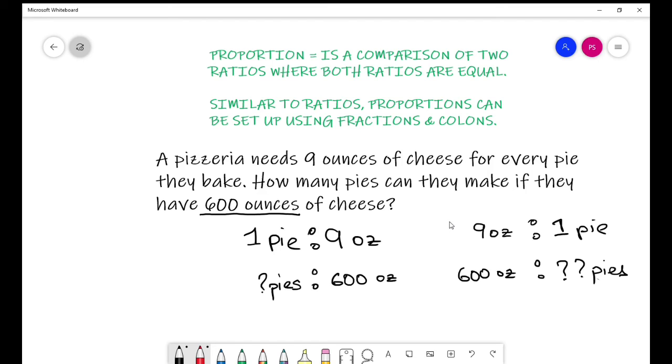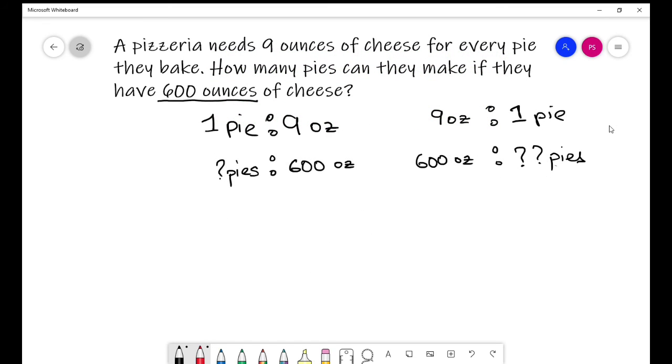So both of these can be calculated using proportion. Well, here is my ratio number 1 and here is my ratio number 2. And let's set these two ratios in proportion. 1 over 9, 1 pie to 9 ounces, is equal to, we'll call this x over 600. Now, while we're setting up the proportion, notice how in both of these fractions, the numerator represents the number of pies or the unknown number of pies, and then the denominator represents the ounces of cheese, 9 ounces and 600 ounces. Therefore, when we set up the proportion here, it should look something like this.